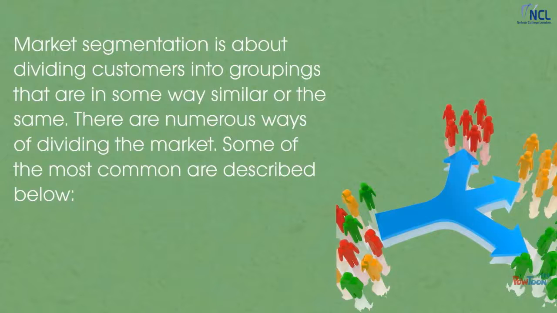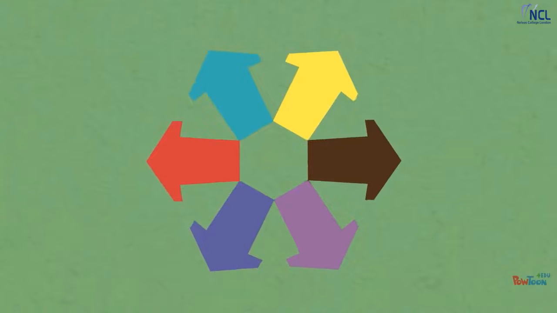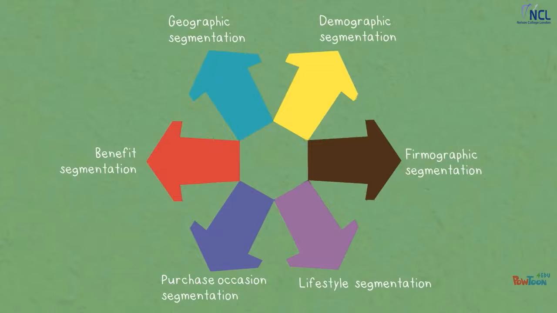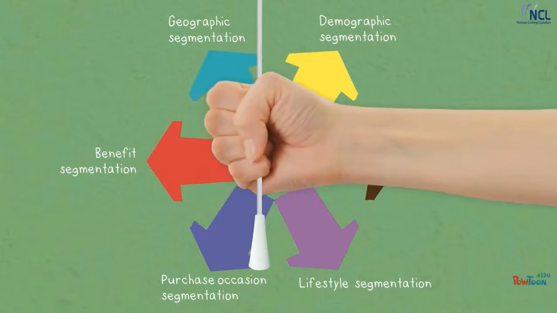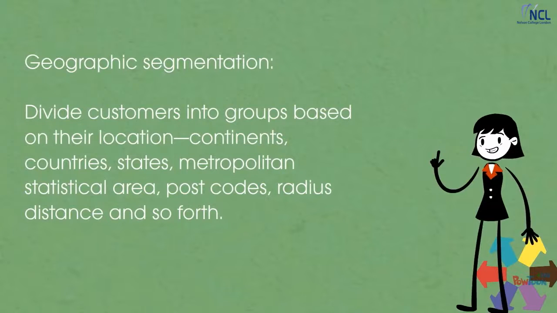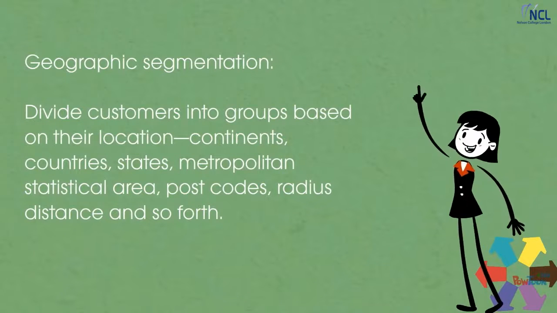Market segmentation is about dividing customers into groupings that are in some way similar or the same. There are numerous ways of dividing the market. Some of the most common are described in the next slide, and they are geographic segmentation, demographic, firmographic, lifestyle, purchase occasion, and benefit segmentation. Geographic segmentation divides customers into groups based on their location: continents, countries, states, metropolitan statistical areas, postcodes, radius distance, and so forth.